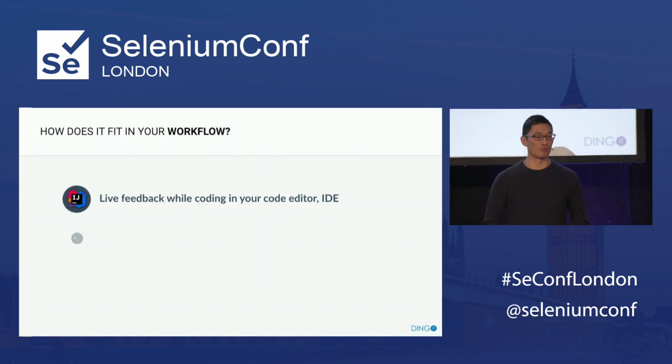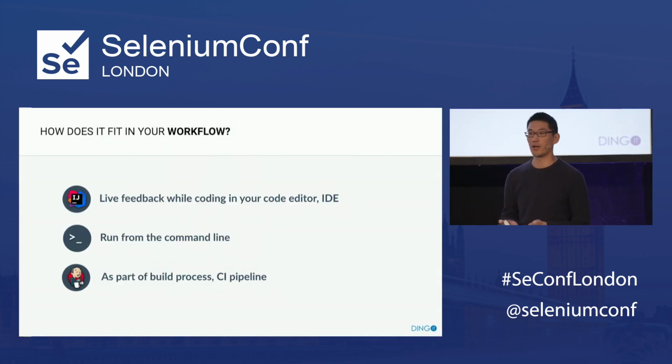So how does it work in your workflow? So you can get instant feedback in your code editor or IDE. You can run it from the command line, which enables you to integrate it in a CI pipeline, right?